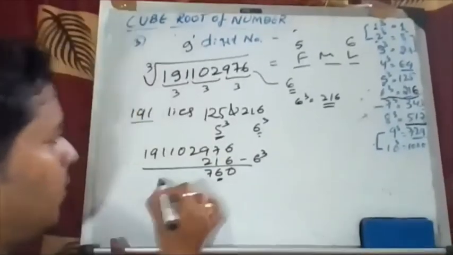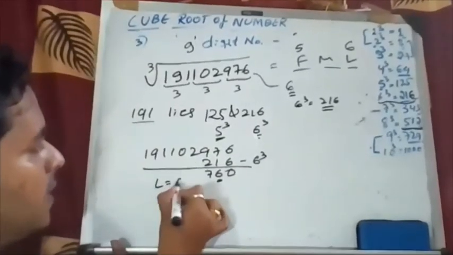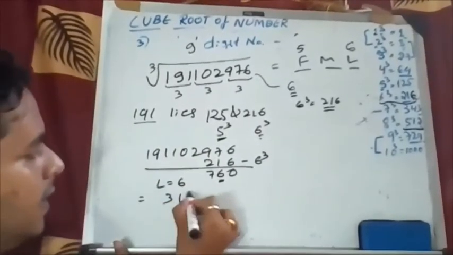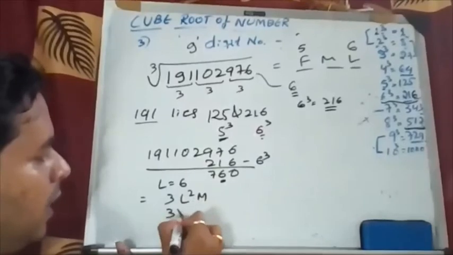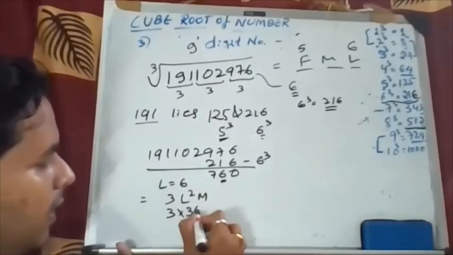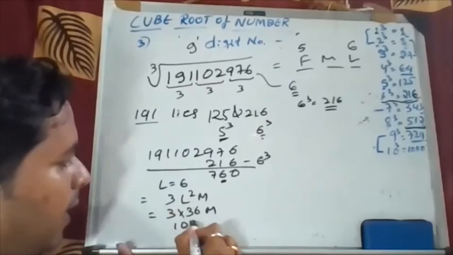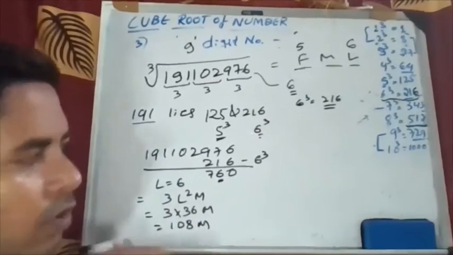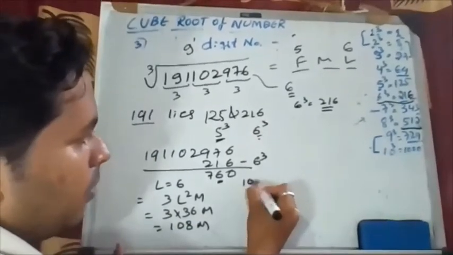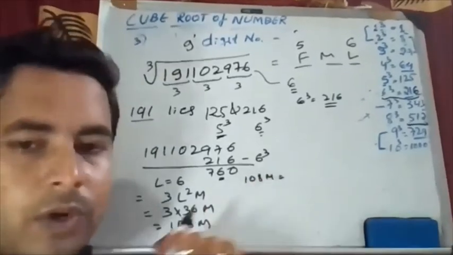So what is the L value here? So L value is a 6 and formula is 3L square m. So 3 into L means क्या आएगा? 36 and 36 into 3 क्या है? 108 m. Okay, 108 m आ गया. So इधर 108 m लिखता हूँ.